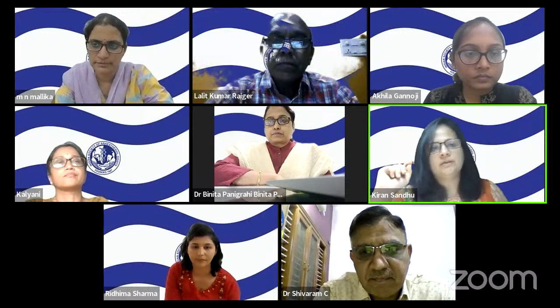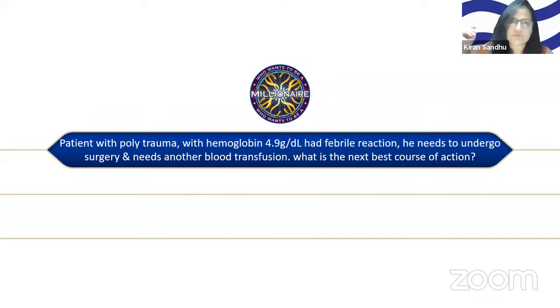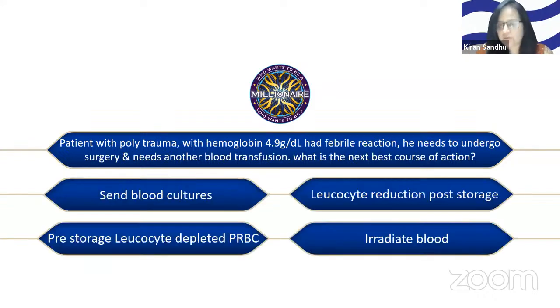But here is a question that I want to ask. Obviously, whenever we are giving blood transfusion, every time it's not going to be smooth. I have a case where a polytrauma patient has a hemoglobin of 4.9 gram and has now had a febrile reaction. He needs to undergo surgery, so we do need to give him another blood transfusion. What is the next best course of action?